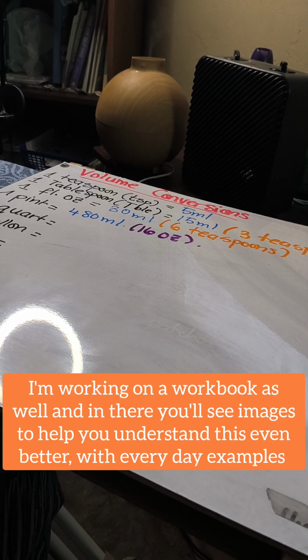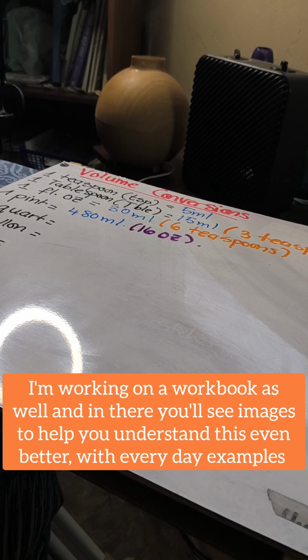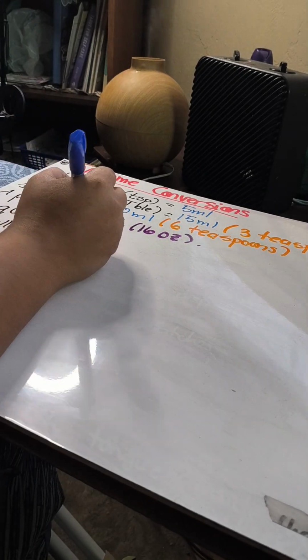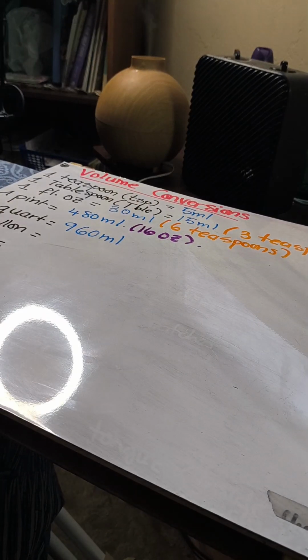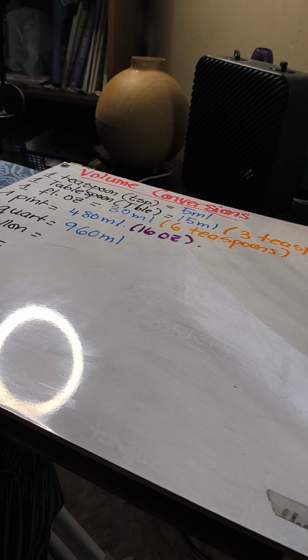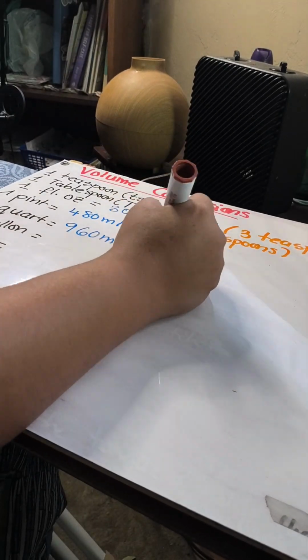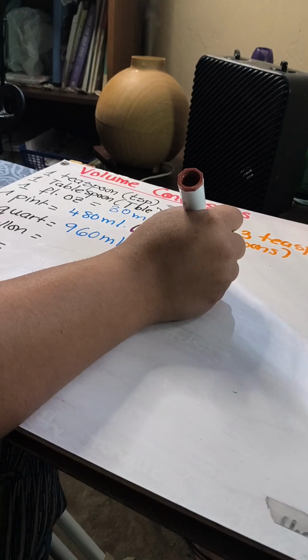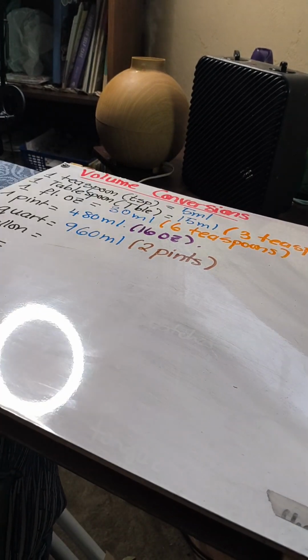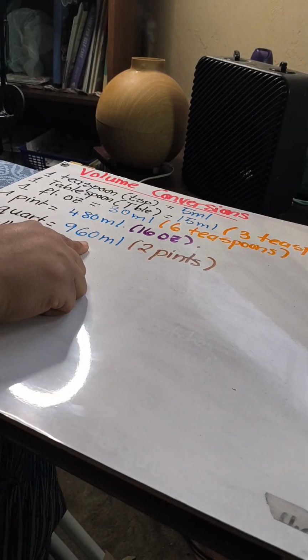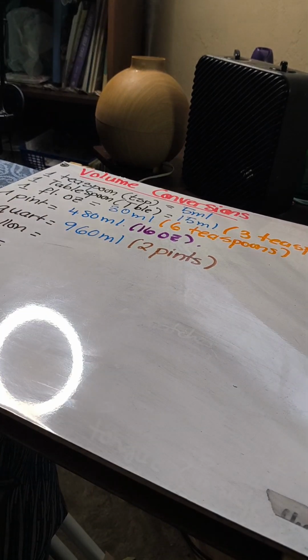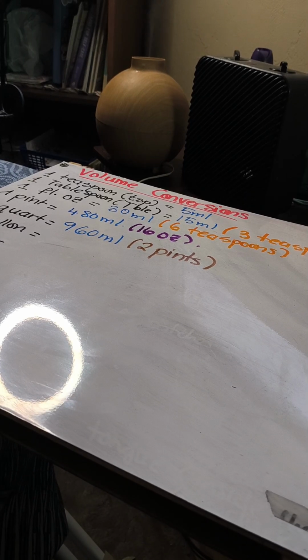1 quart. I'm going to give it to you in milliliters first. 1 quart is equal to 960 milliliters. Another thing that we need to know here is that 1 quart is also equal to 2 pints. If you pay attention, 1 pint is 480 milliliters. If you do 480 times 2, you get 960 milliliters. So 2 pints give us 1 quart. We have that in milliliters. We have that in pints.